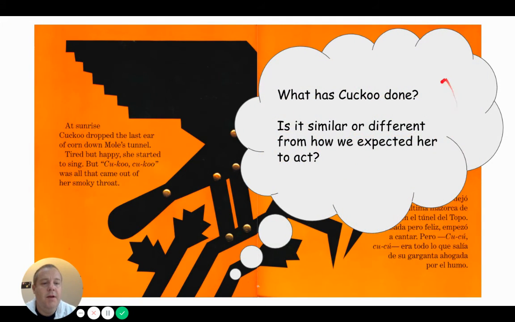What has Cuckoo done? Is it similar or different from how we would have expected her to act? Based on what we knew about her from before, is she behaving differently now? What did she do?